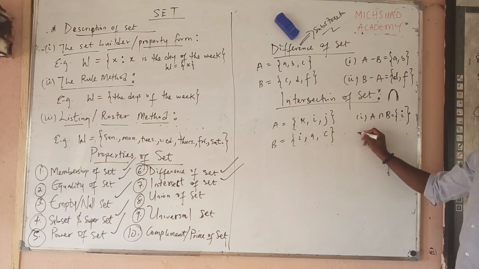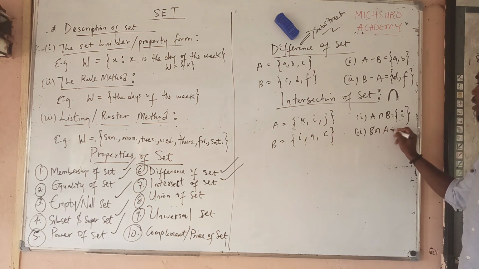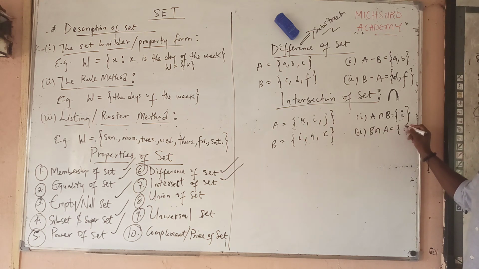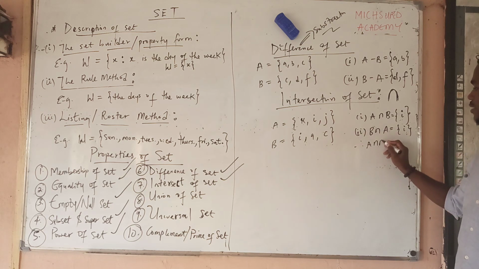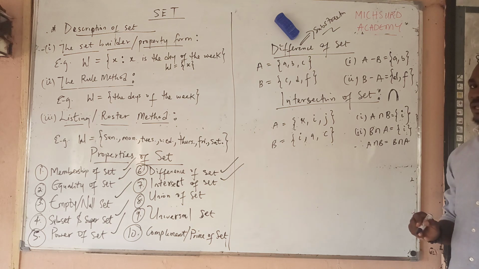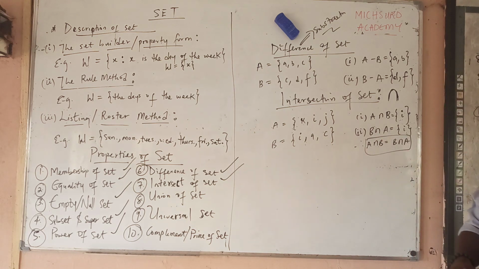I. Also, that means that if you look for B intersect A, you also see that B intersect A is also equal to I. So therefore, we can say that A intersect B is equal to B intersect A. Okay, so that is all about the intersect of a set.